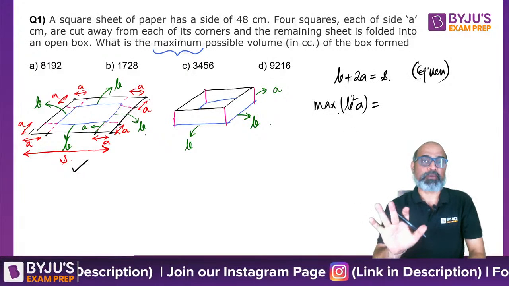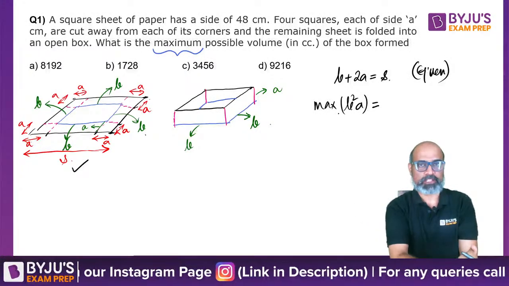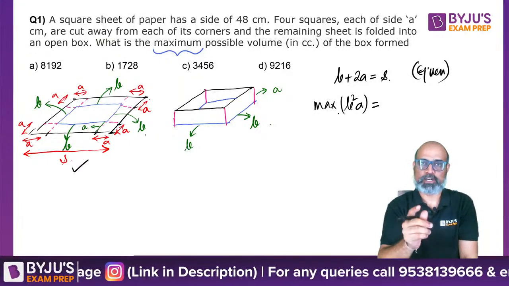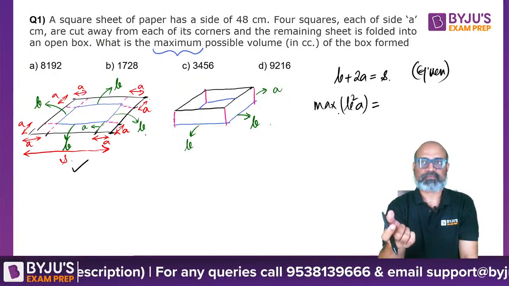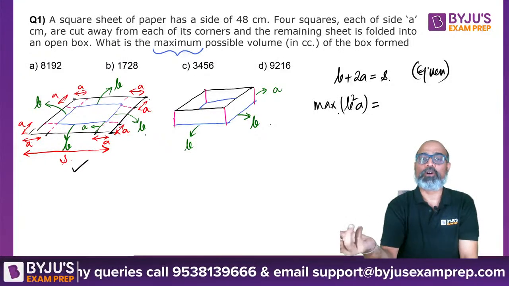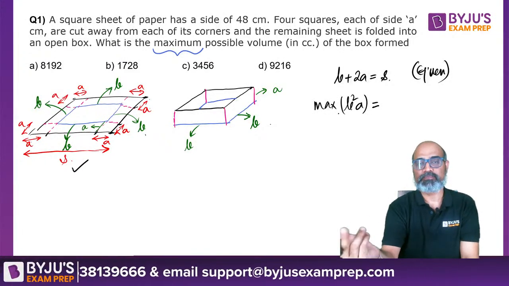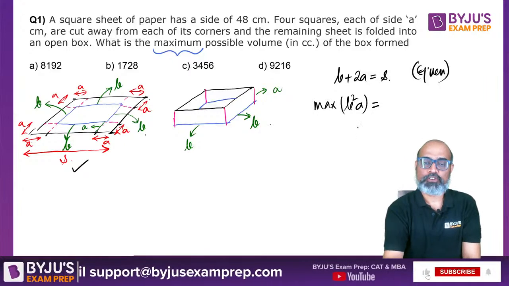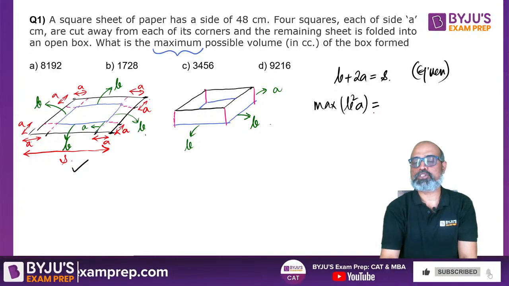So the question is based on AM-GM, not actually mensuration. The only part of mensuration that was required was the volume of a cuboid of dimensions b, b and a. So how do we find the maximum possible value of a particular term if the sum is given?